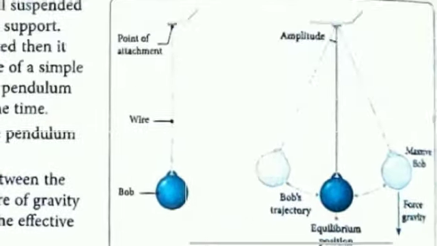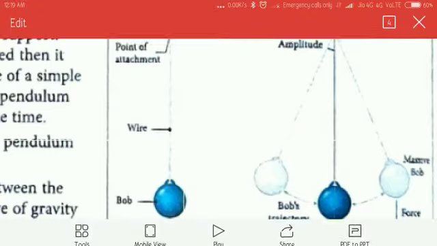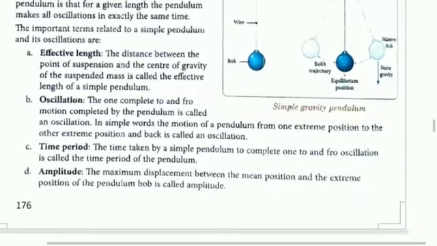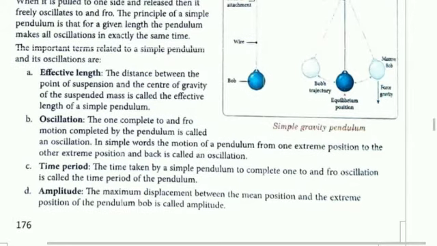Amplitude is an angle. Look at this amplitude. The maximum displacement between the mean position and the extreme position of the pendulum bob is called amplitude. The dark blue bob is the mean position, and the light blue ball or bob, you can say, is the extreme position. And the angle between them, displacement meaning the angle between them, is called the amplitude.